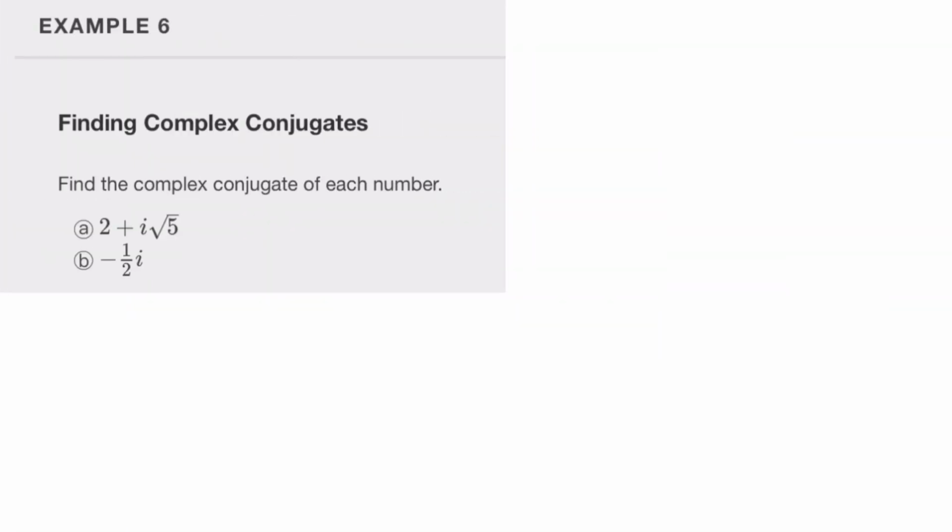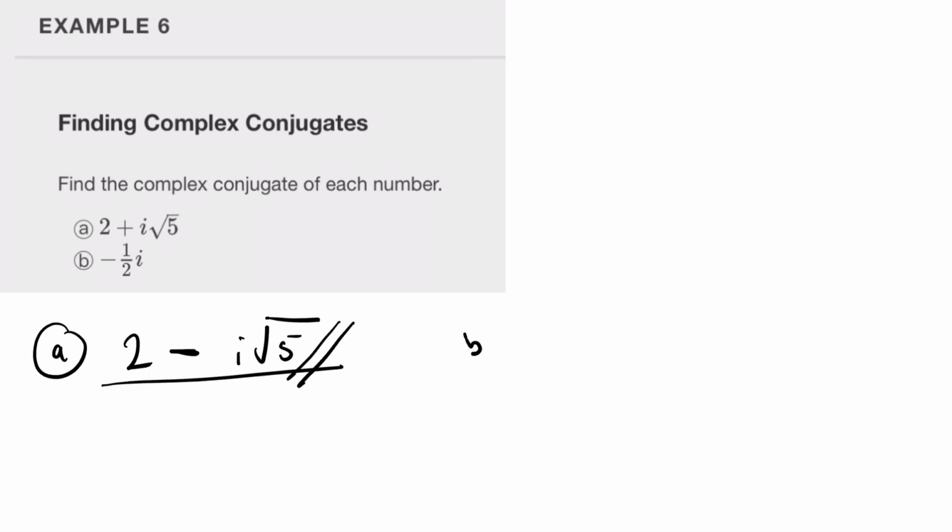So here we're asked to find the complex conjugate of each number. So for A, we're given 2 plus i times the square root of 5. So then its complex conjugate is going to be 2 minus i times the square root of 5. And then for B, we have a negative 1/2 i, so its complex conjugate should be a positive 1/2 i.